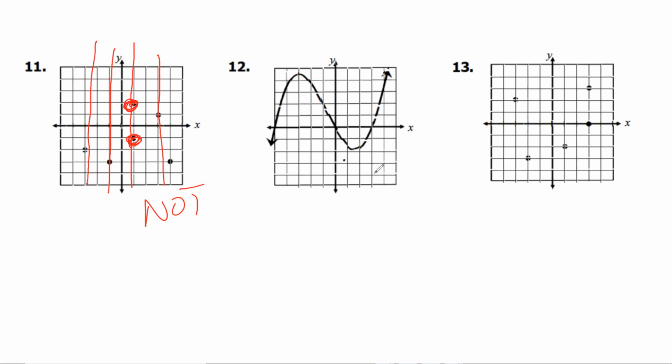Can you look at number 12 and tell me whether or not it's a function or not? It is a function, okay? Because when we draw that vertical line, it doesn't pass through 2 points, right? What about that last one? Why? Okay, exactly. Simple stuff, right?